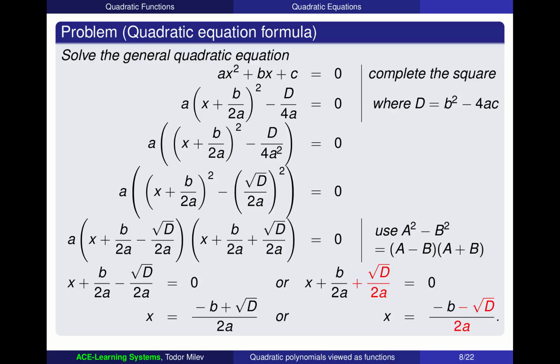So x equals minus b plus radical of d over 2a, or x equals minus b minus radical of d over 2a. Our solution is complete. So let's recap. We started with the general quadratic equation ax squared plus bx plus c equals 0, and we got our two solutions. x equals minus b plus radical of d over 2a, or x equals minus b minus radical of d over 2a.